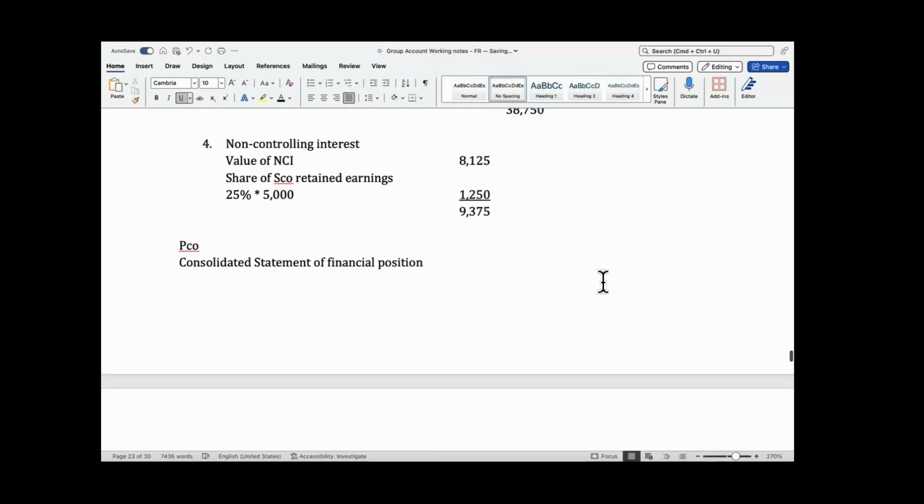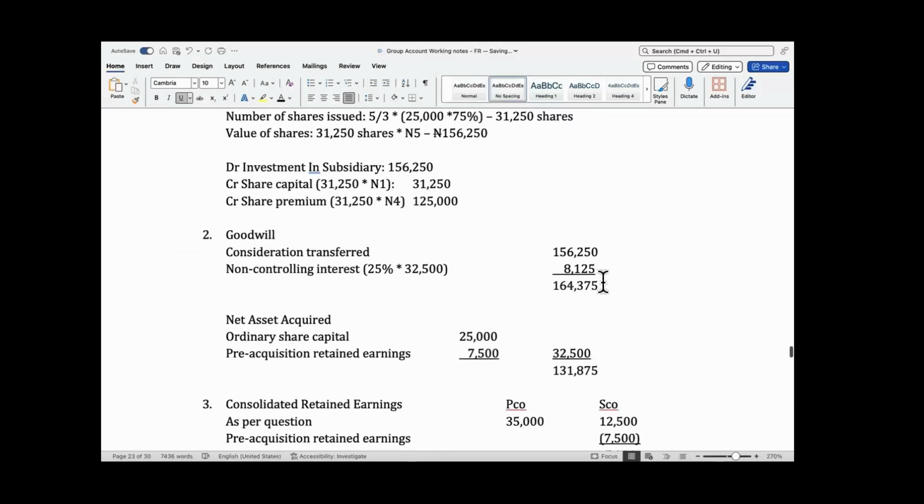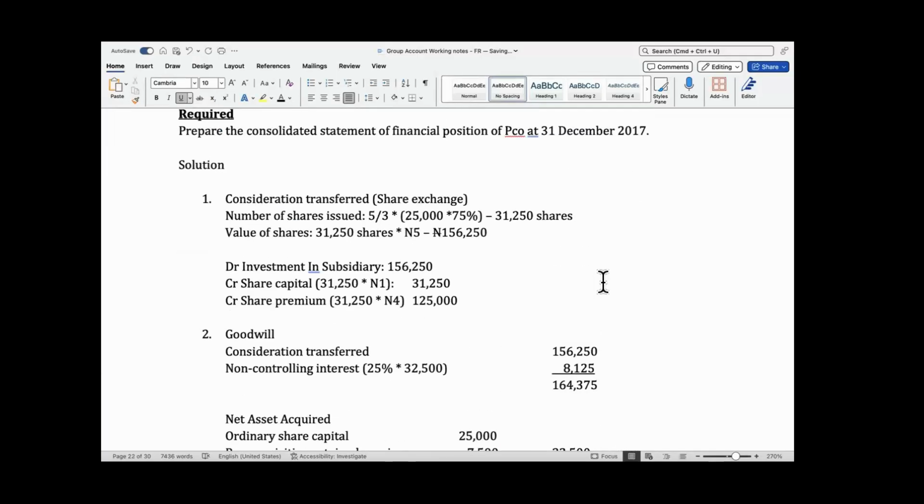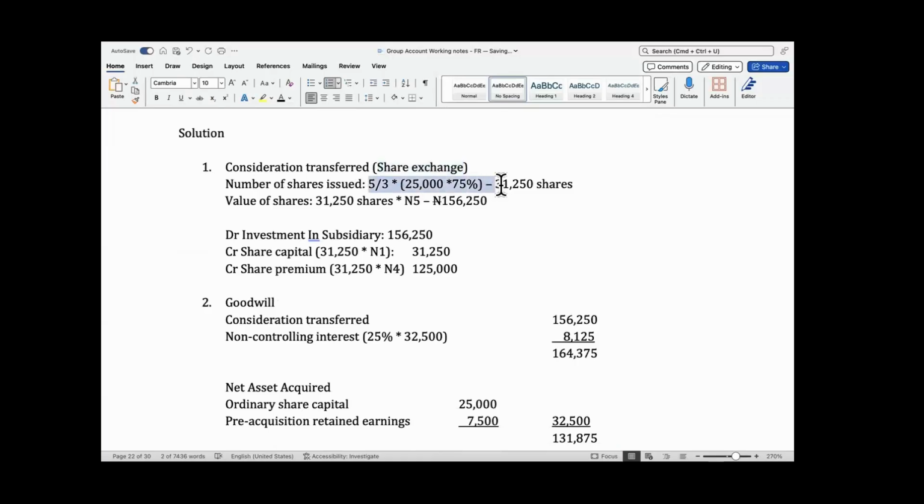Okay, so here now, the only thing that is different from what we have been doing so far, and you have to be very careful here, is the fact that the consideration was through shares, through share exchange. So we carefully computed the number of shares. The examiner gave us the share price of the parent, since it's the one issuing the shares, so we were able to get the value of those shares.